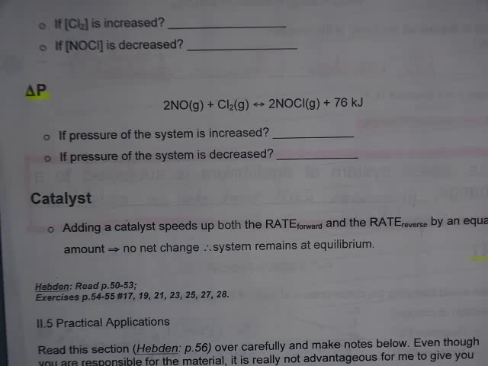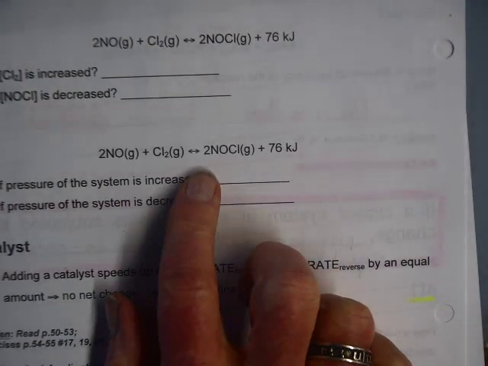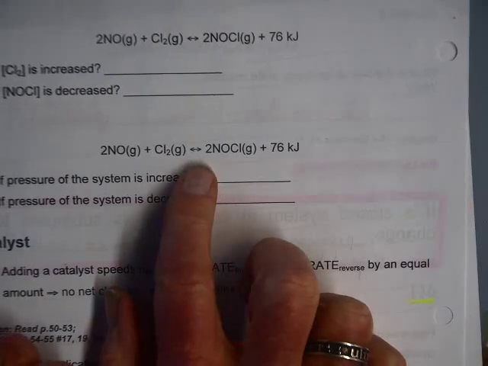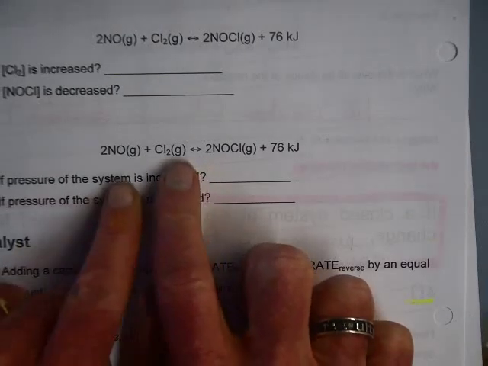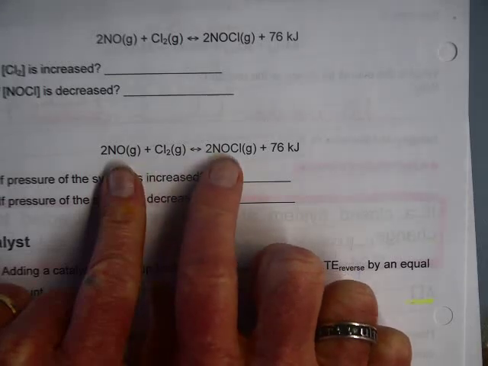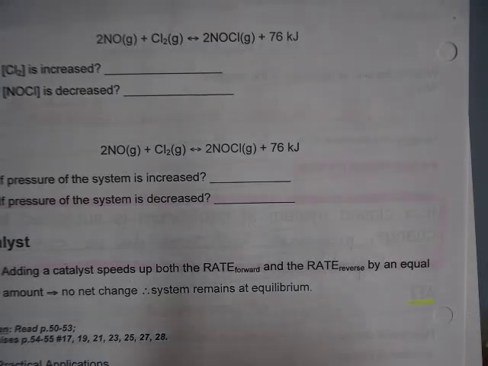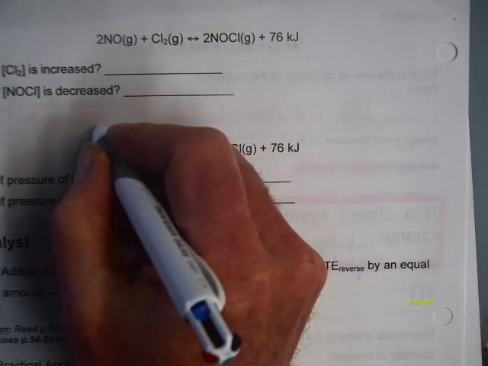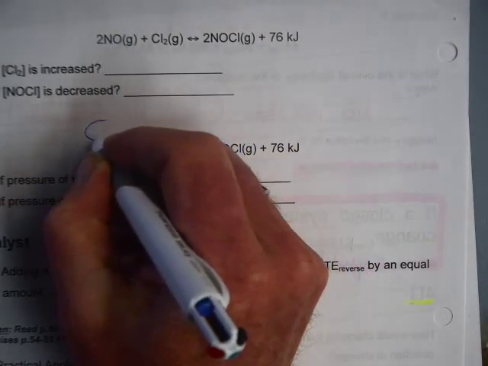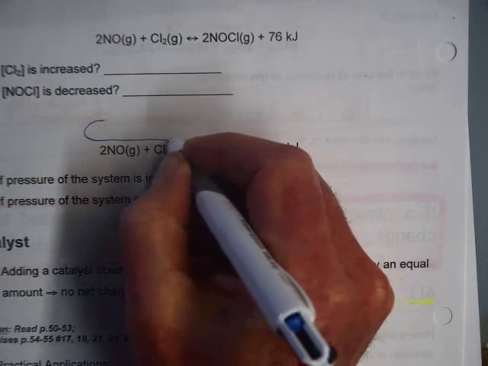Let's look at what we have here. Okay? In this system here, we have 3 moles of gas on this side, and we've got 2 moles of gas on this side. Okay? So what I want you to try to imagine is I have a balloon. One of those big long sausage balloons.